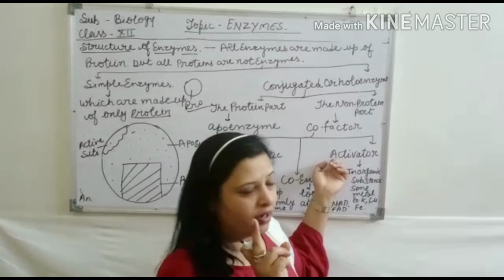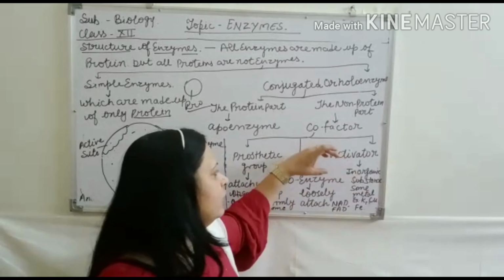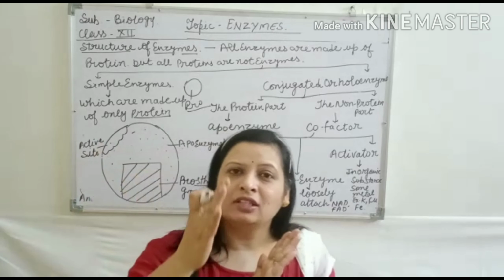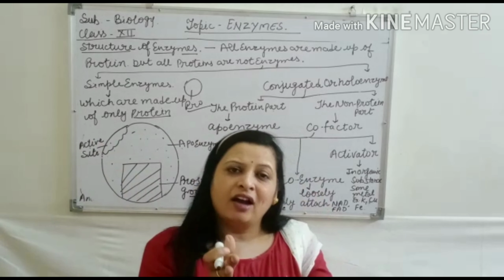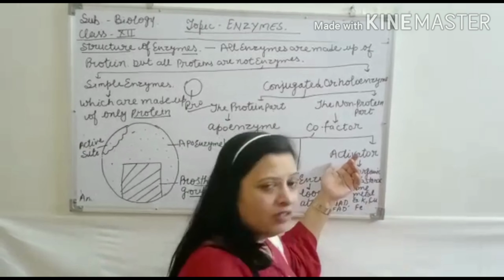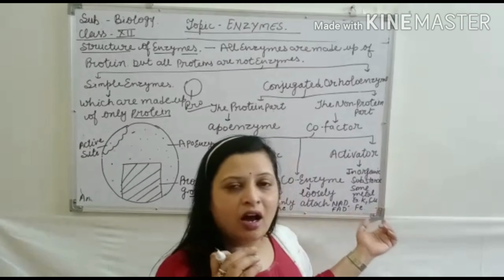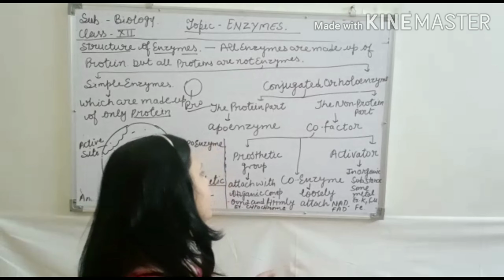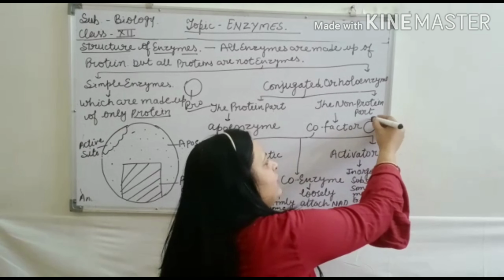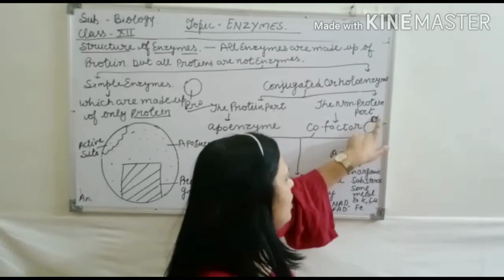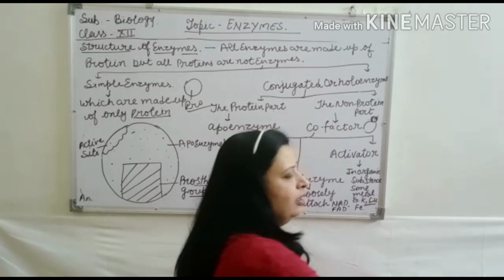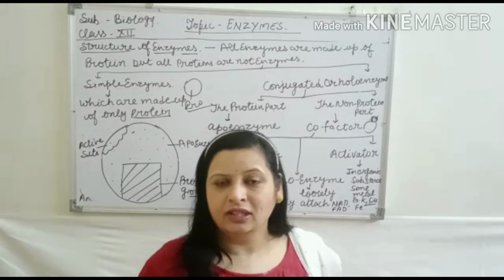The third type of cofactor is the activator, which is an inorganic substance, some metals. When some inorganic substances are attached with the apoenzyme part, that is called the activator. As we show here, this is the apoenzyme part and some inorganic substance is attached with it. This part is called activator and this part is called apoenzyme. Some metal examples are potassium, copper, iron, etc.